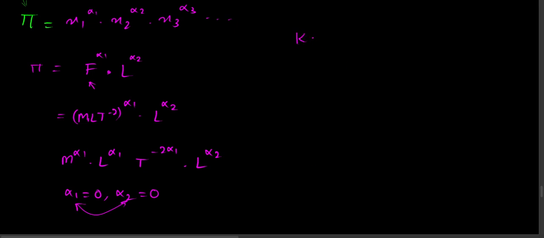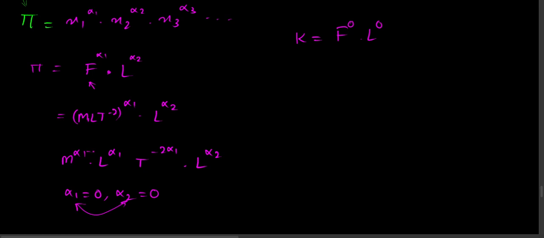So we can write that constant is equal to f raised to 0 into L raised to 0. Of course this doesn't make any sense, and therefore we don't actually get a dimensionless quantity. We can substitute alpha 1, alpha 2 to be 0, but that would be of no use. Coincidentally it came out to be 0 in this case, but in other cases where you have a lot of parameters, it's not necessary it will turn out to be 0.